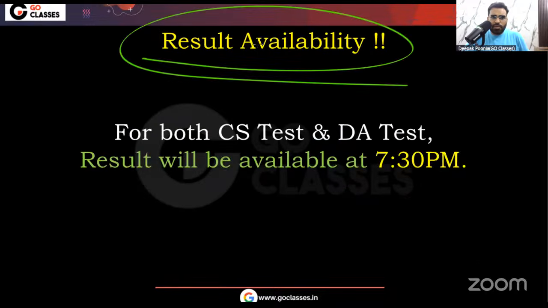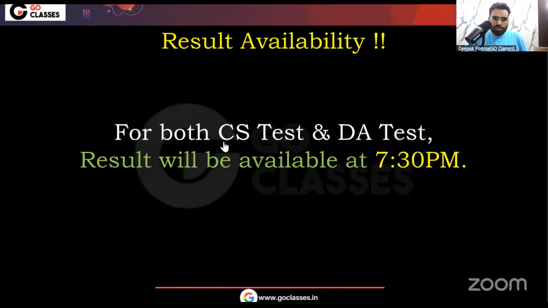Now let me tell you about the result availability. For both the CS test and DA test, the result will be available at 7:30 p.m. Okay, so today at 7:30 p.m. for the CS test and DA test, the result will be available. Okay, so that's it. Basically all the important updates we have shared with you. I hope you got it. Are you excited? Let me know.